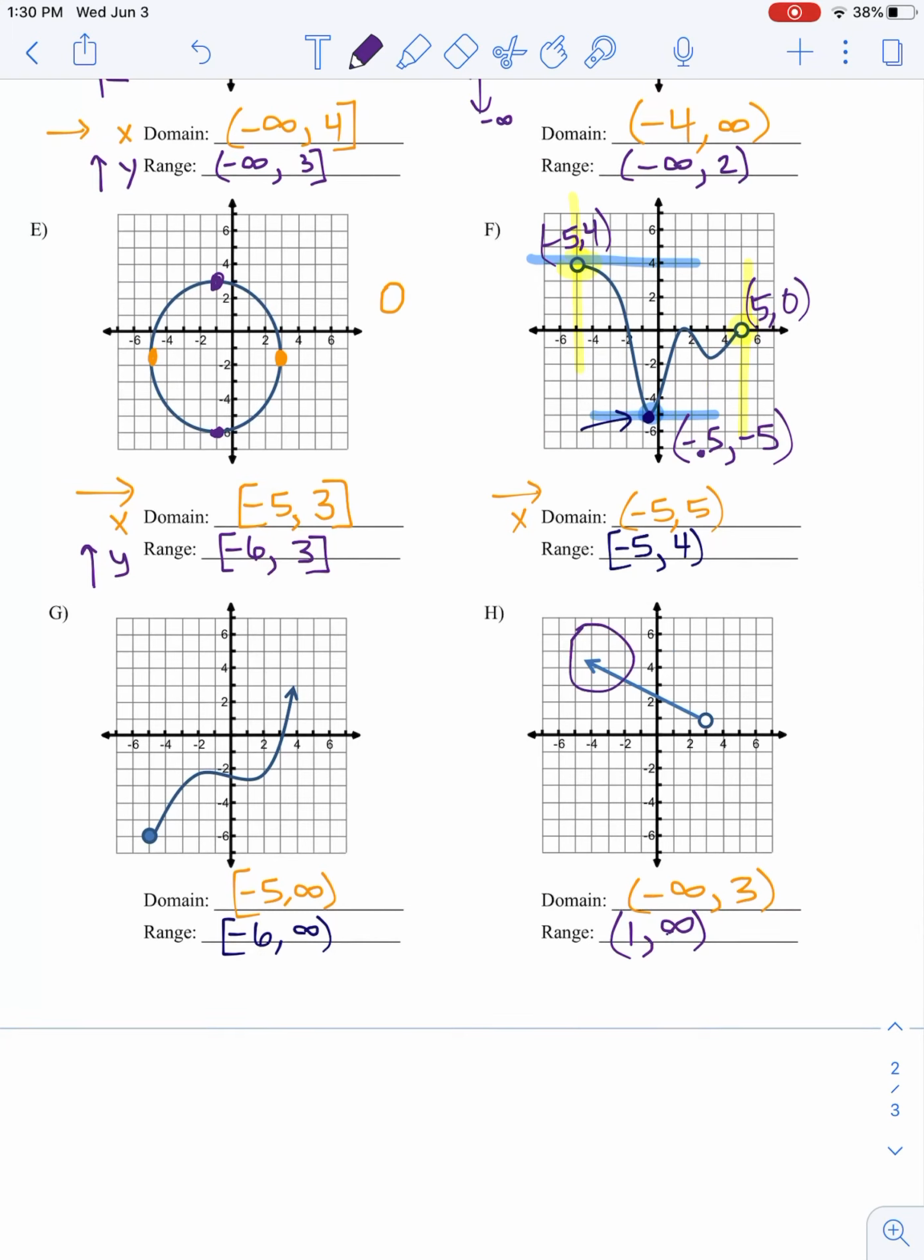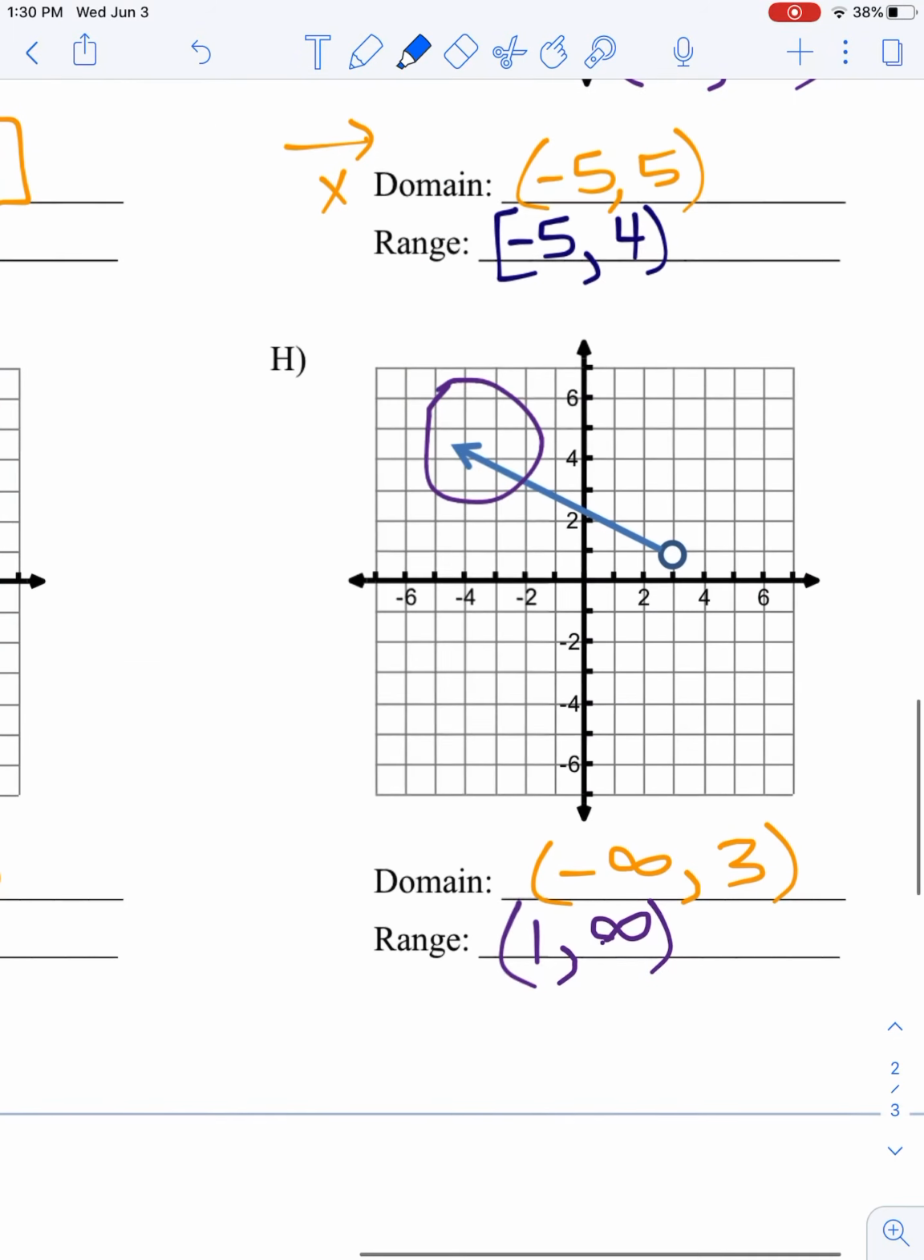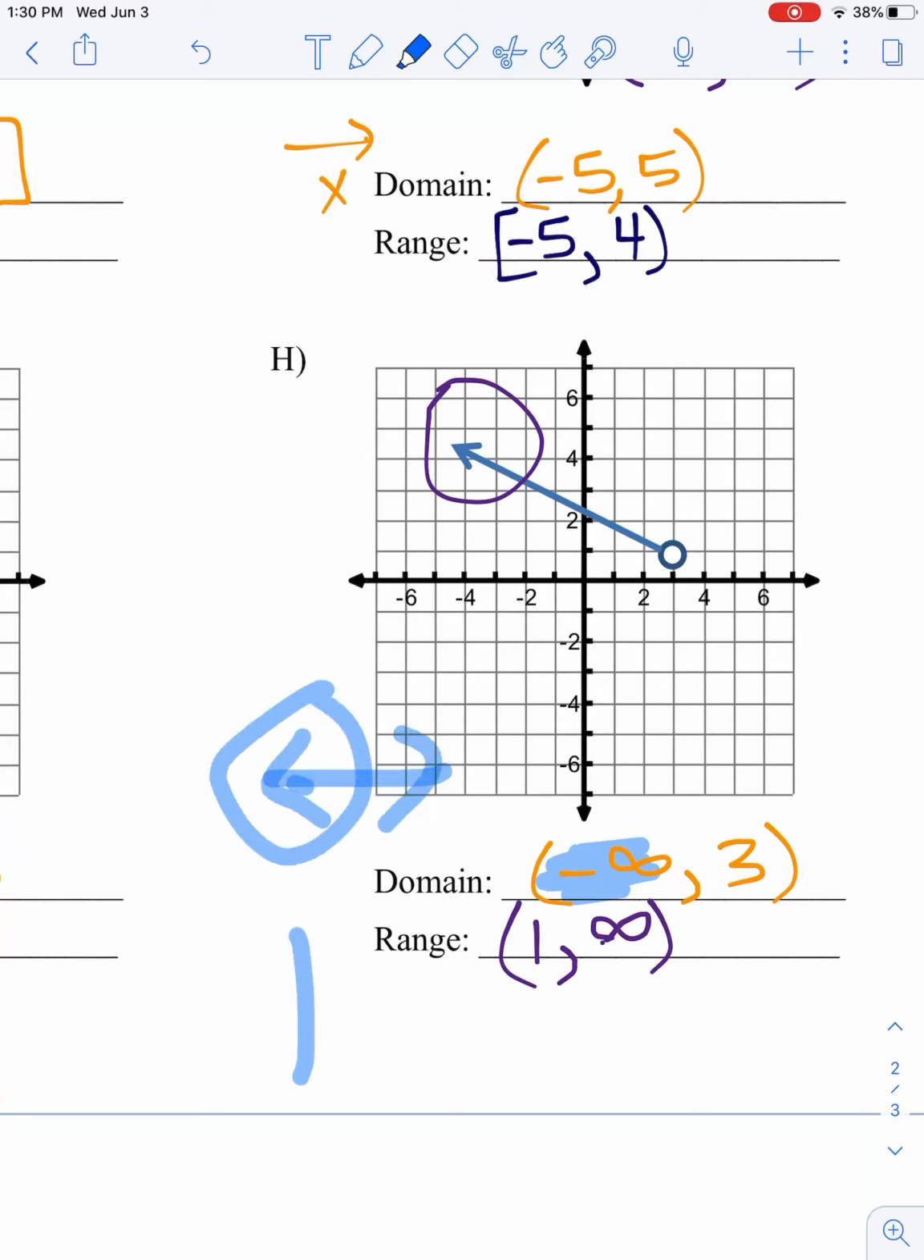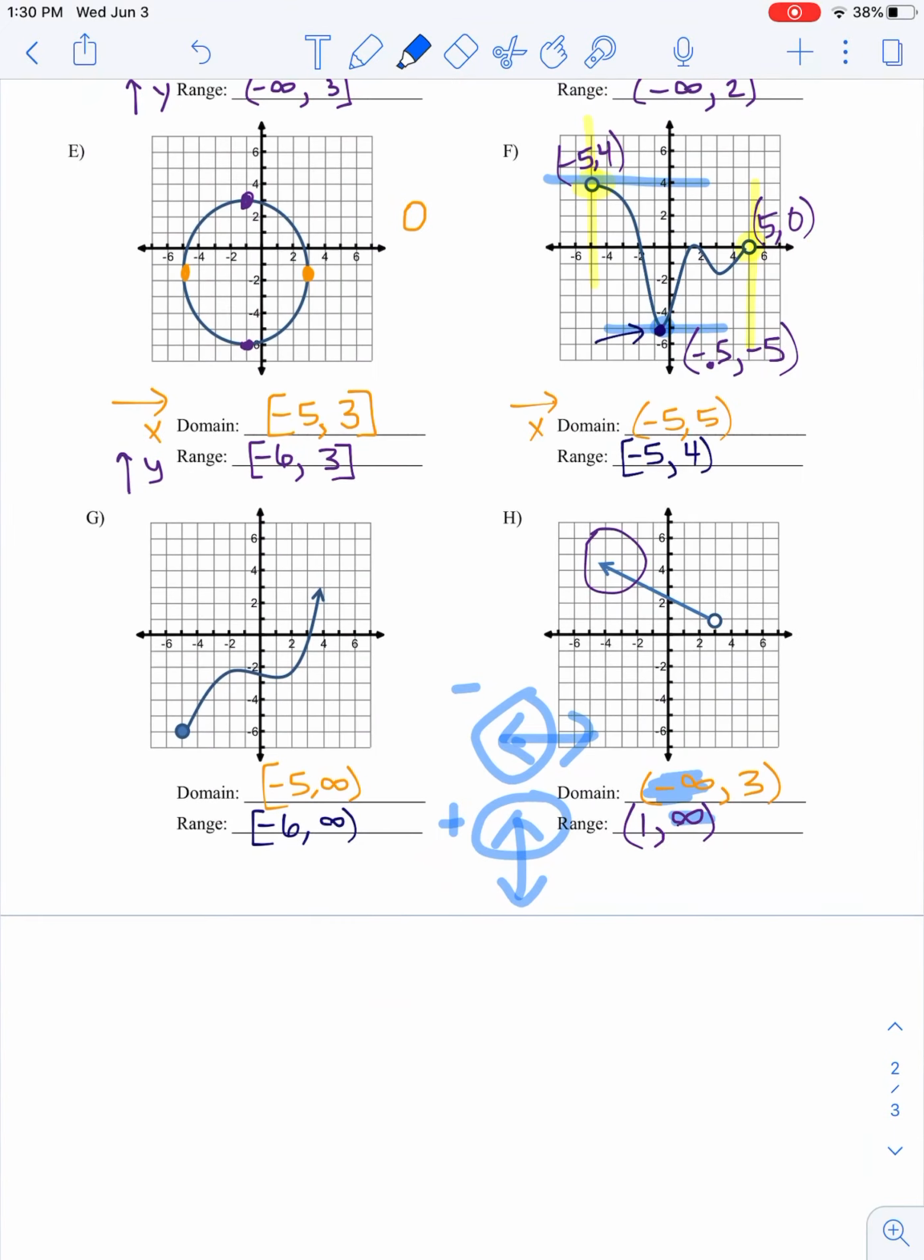So when you see an arrow like this, you might think, is that positive or negative infinity? Well, notice in this case it's both. It is a negative infinity for the domain. When I look left to right, it's left. But it is a positive infinity for the range, because if I'm looking up and down, it's up. So you have a negative infinity for domain, but then a positive infinity for the range.